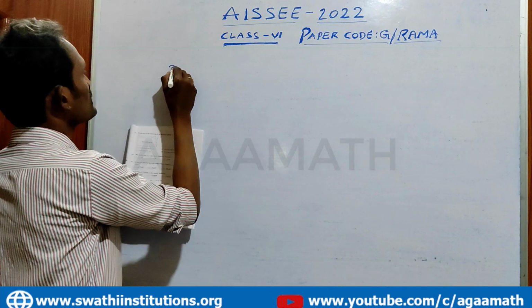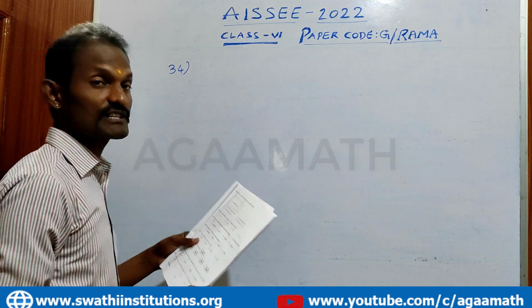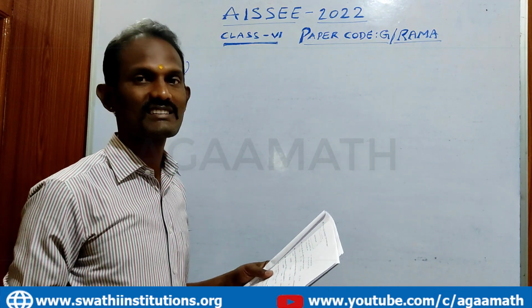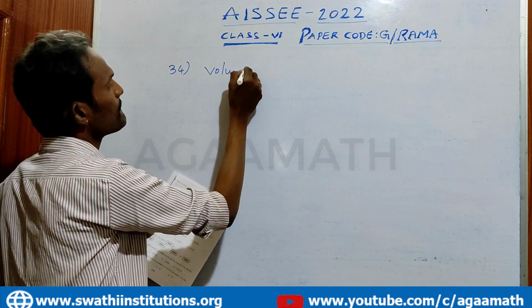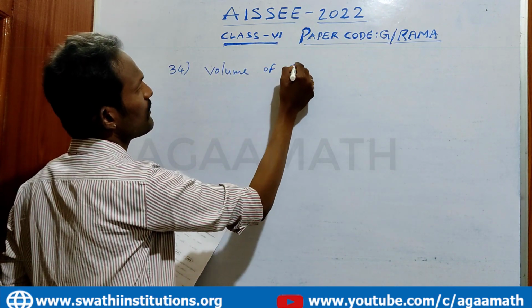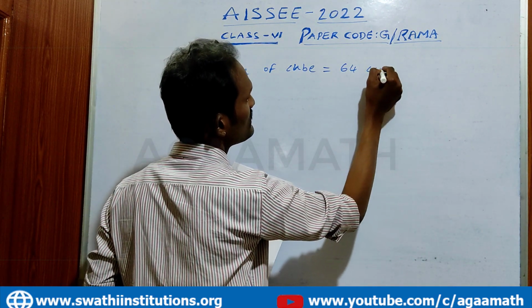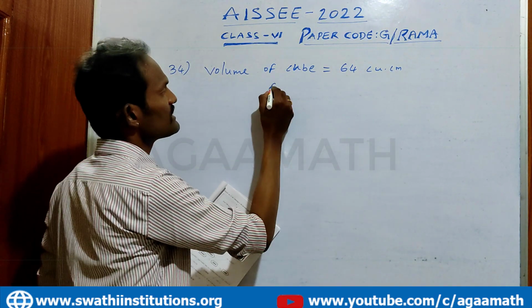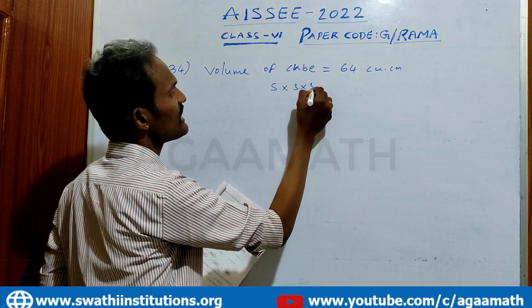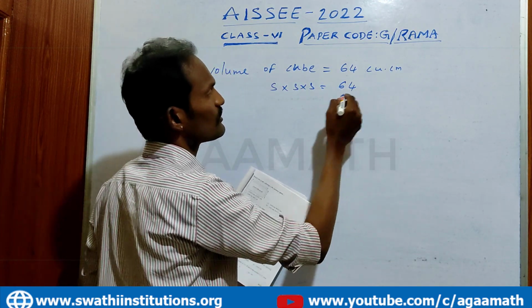Let's see question number 34. What is the side of a cube if its volume is 64 cubic centimeters? So volume of cube equals 64 cubic centimeters. It is given. So we know that volume of a cube is side times side times side, or length times length times length, equals 64.